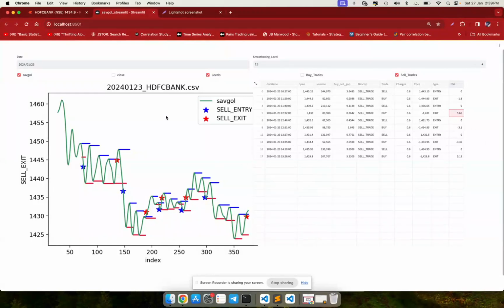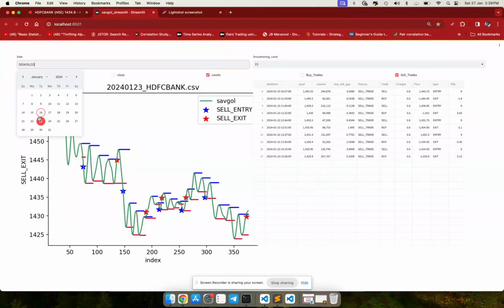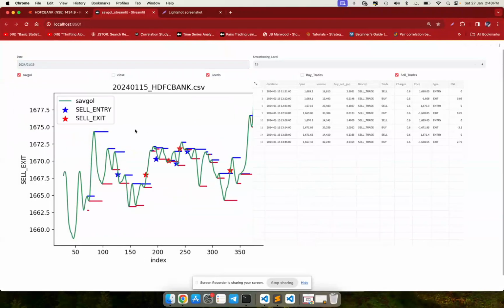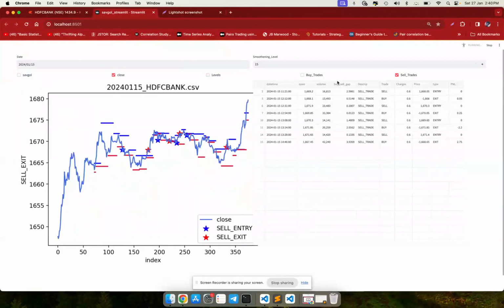Okay. Now let us select some other random date to check. Okay, 15th. So 15th. Let us see how the graph is for 15th.